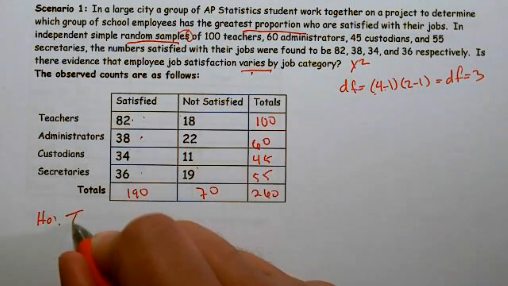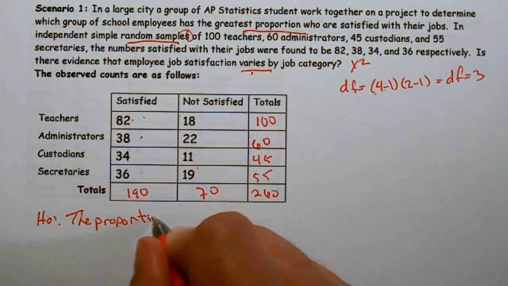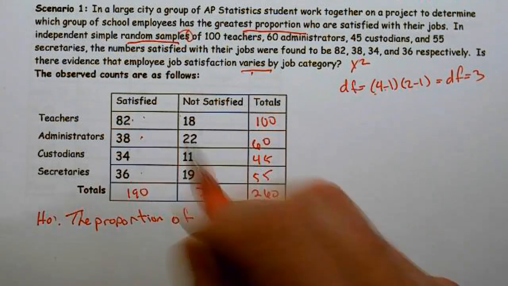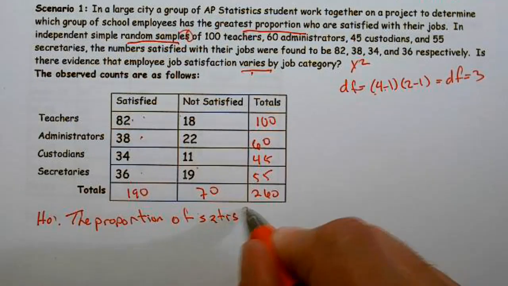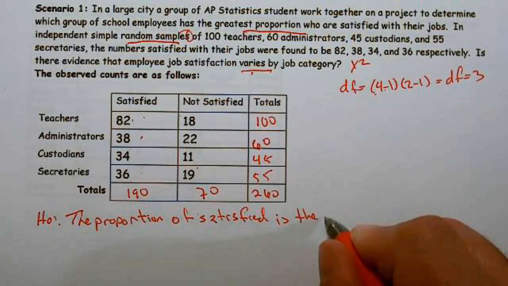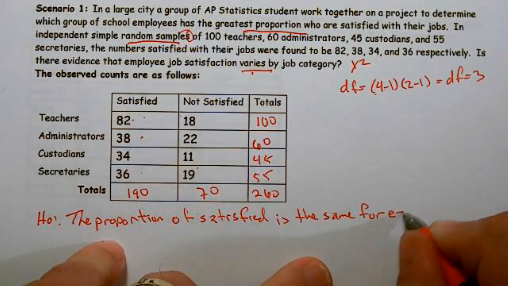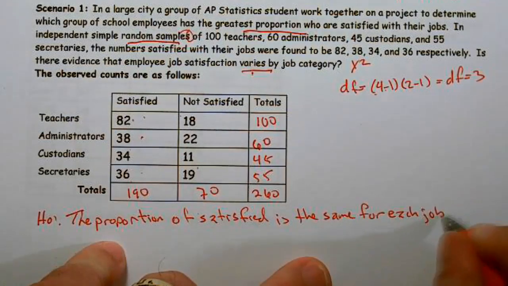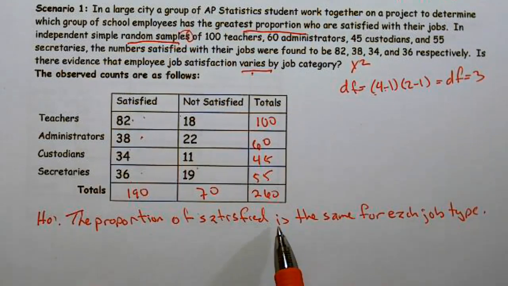So H0: the proportion of satisfied employees is the same for each job type. It probably should say satisfied employees, but whatever.